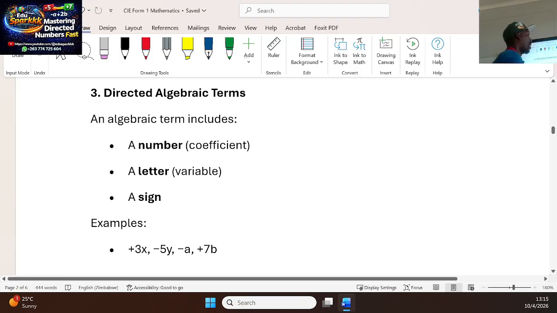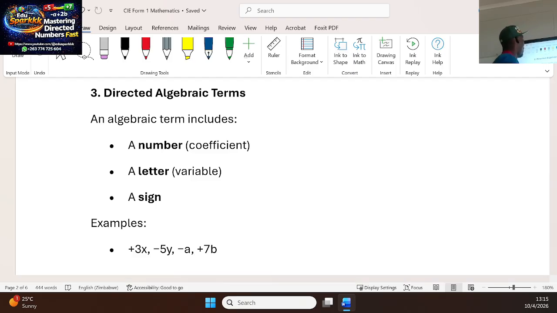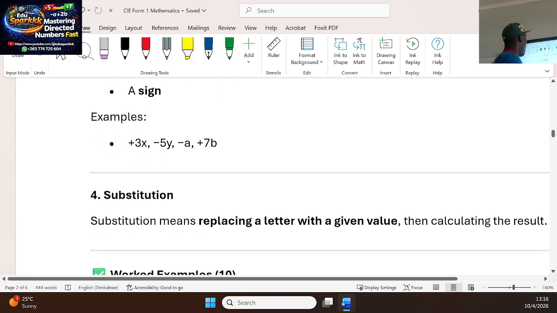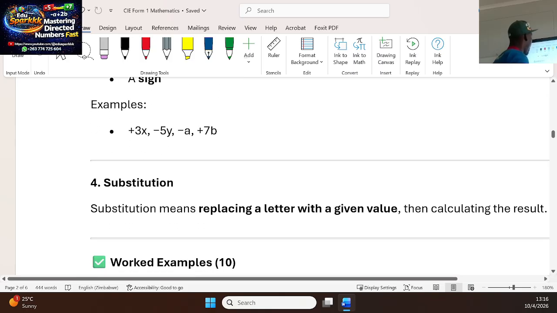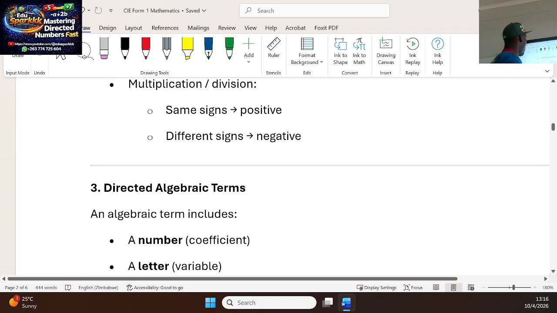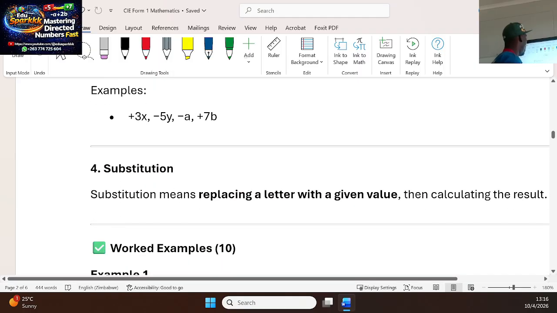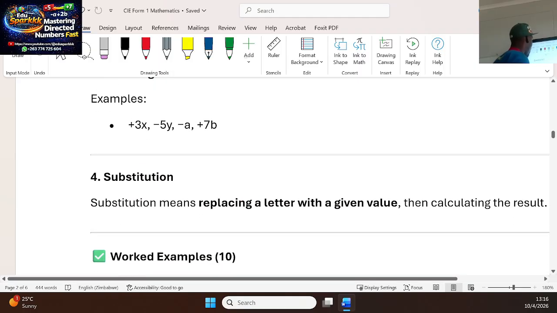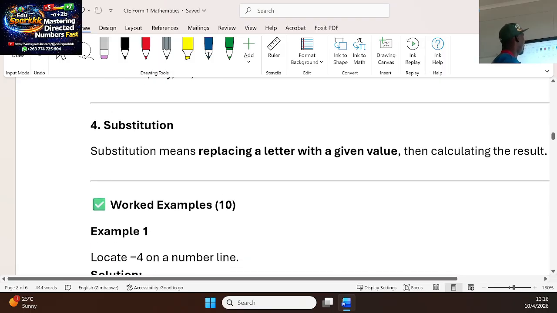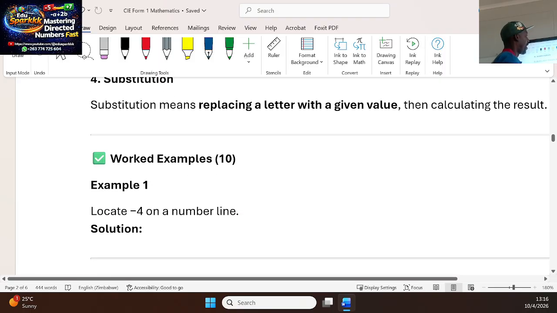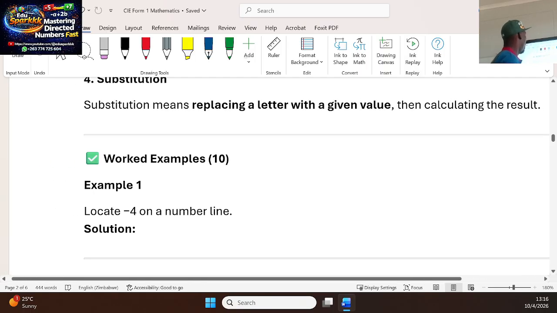Algebraic terms include a number, which is a coefficient, that's a number multiplying a letter. The letter we refer to as a variable. Then a sign, positive or negative. These are examples of expressions, and they are just made up of coefficient, variable, and the sign. Substitution means replacing a letter with a given value, then calculating the result.